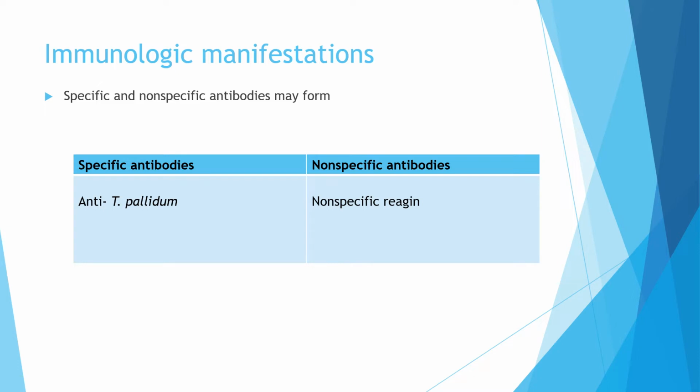Now, if we're looking for syphilis in our patient, again, we can do a nonspecific antibody test where we're looking for nonspecific reagent. And again, this is seen in either the RPR test or the VDRL test, or we can look for specific antibodies, which are noted in the TPPA test, Treponema pallidum particle agglutination test, or a test known as the FTA antibody test, which is the fluorescent antibody test for Treponema pallidum.